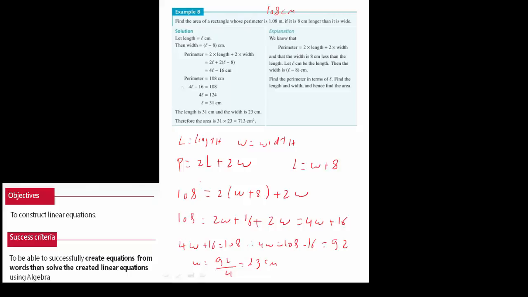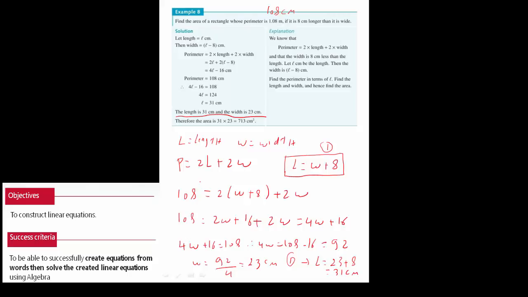Now, if we call that equation 1, then we substitute, we say 1 gives us that the length equals 23 plus 8, which is 31 centimeters. So we found that the length is 31 centimeters and the width is 23 centimeters. It's the same as what they found. So we write the length 31 centimeters and the width is 23 centimeters.